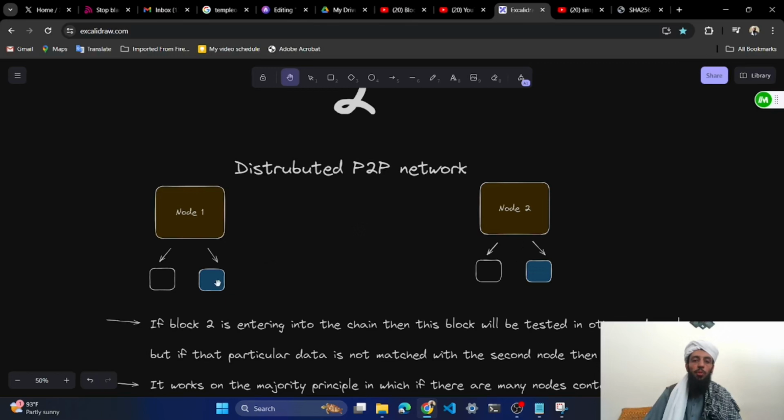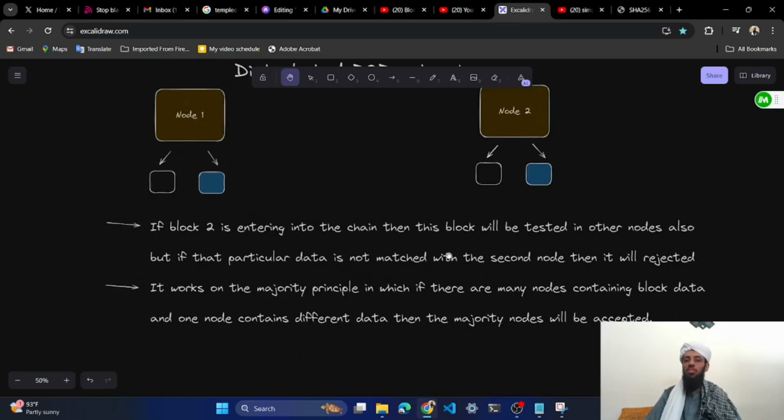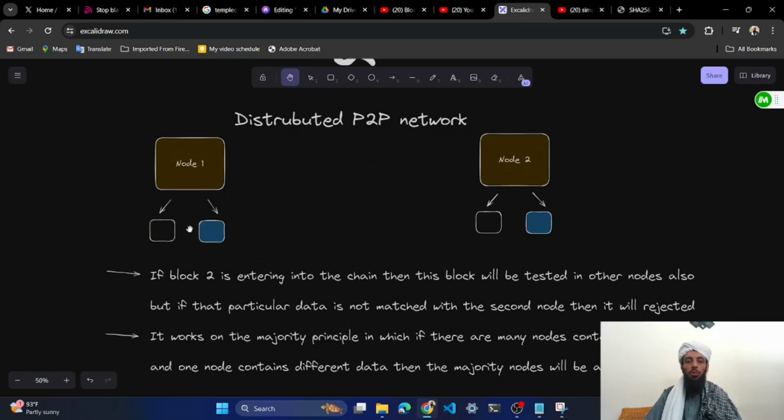So if this block wants to enter into this node, then this block will be tested by this node and all other nodes that are present in this network. This block will be tested in all the other nodes so that it checks whether this block is malicious or not. If this block is malicious or contains any kind of malicious data, then it will be discarded, otherwise it will be accepted.